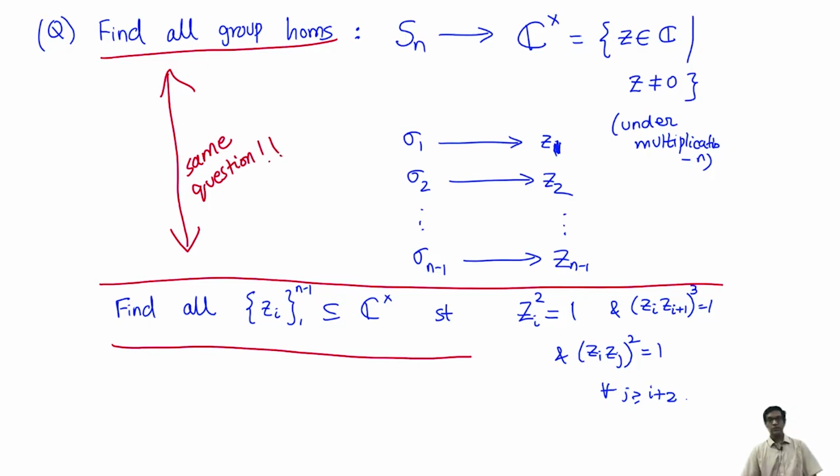Okay, that's the beauty of this. Homomorphisms are just these n-1 tuples of special elements which satisfy the correct relations. Now it's easy. We just have to find such complex numbers. Observe, Zi squared equals 1 for all i means, of course, that Zi can only be plus or minus 1 for all i.